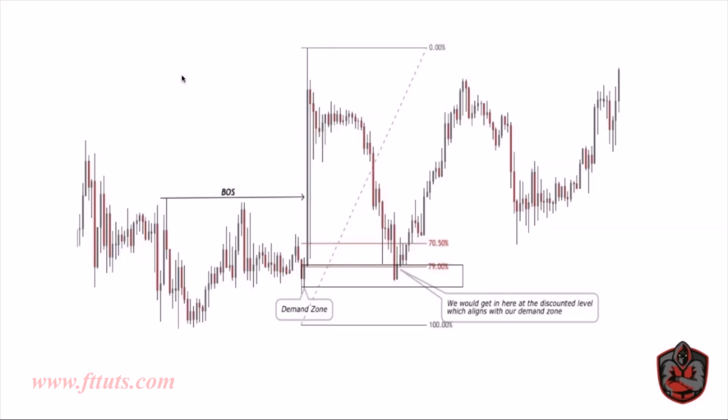Boom. So, our 618 level was somewhere over here. As you can see, it sort of moved over in their direction and then it took them out fully. And it came to our discounted areas, our 79% discounted level, which also aligns perfectly with our demand zone, or you can call it our bullish order block, or you can call it the sell to buy, right, of charts.